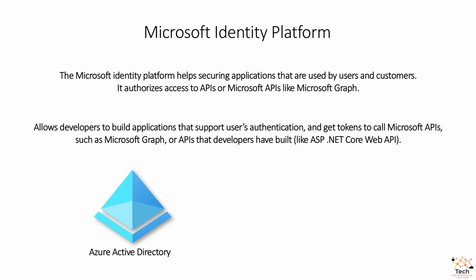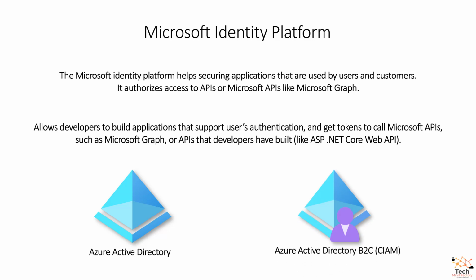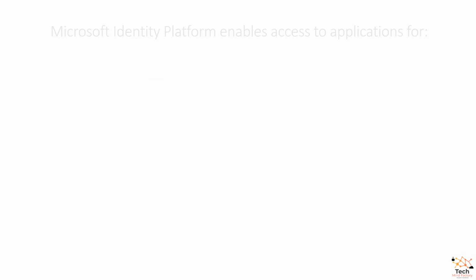And basically, when talking about modern identity platform, there are two main services, Azure Active Directory and Azure Active Directory B2C, or CIAM. So basically, Azure AD is more about the corporate world, and Azure AD B2C or CIAM is more about the customer-facing solutions and authentication. And we will talk more about those services in this video.